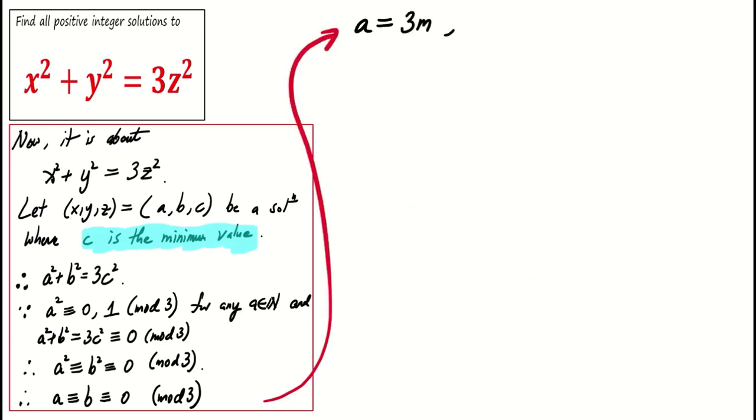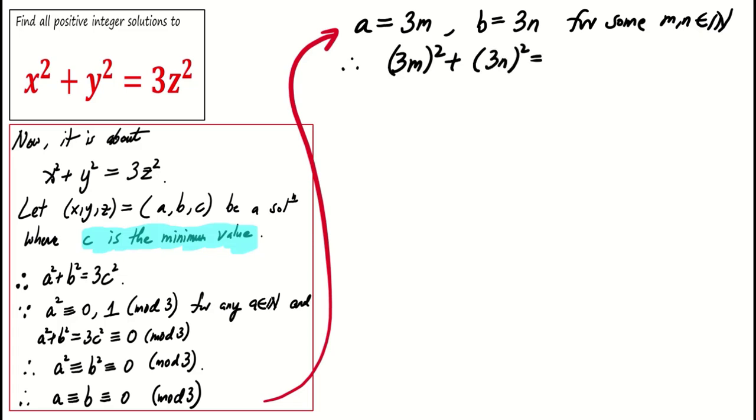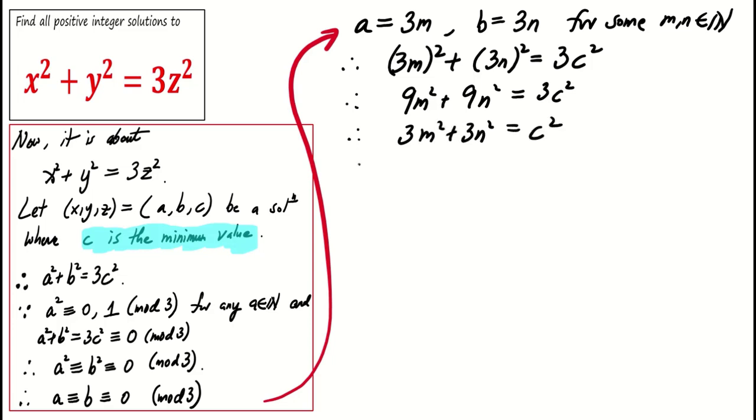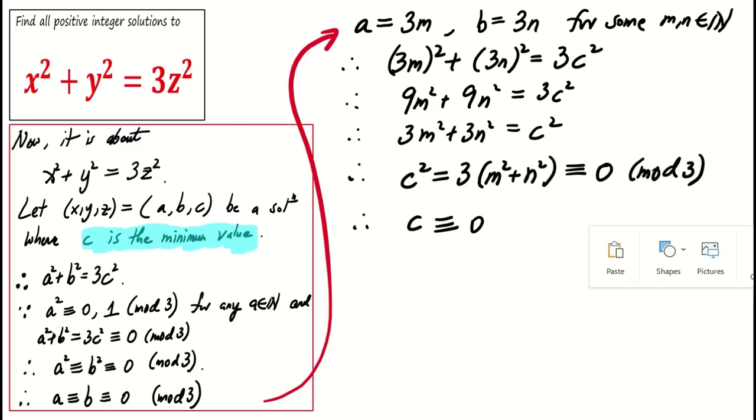We can express a as 3m and b as 3n for some positive integers m and n. Substituting these values into the equation, we get 9m squared plus 9n squared equals 3c squared. Dividing both sides by 3, we get 3m squared plus 3n squared equals c squared. This implies that c squared is congruent to 0 mod 3, and hence c is also congruent to 0 mod 3. Please bear with me, we are nearing our final result.